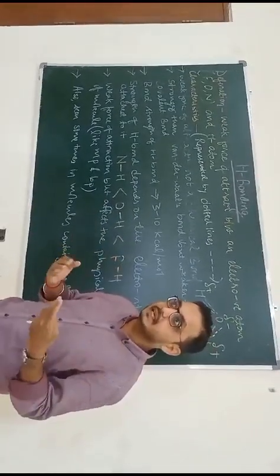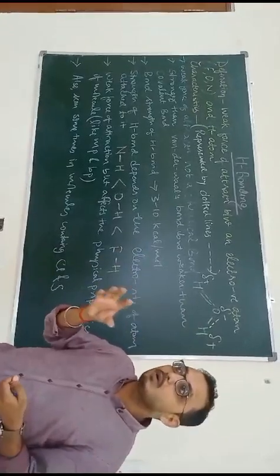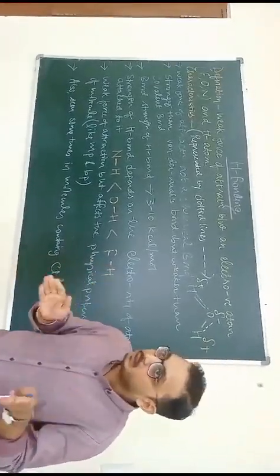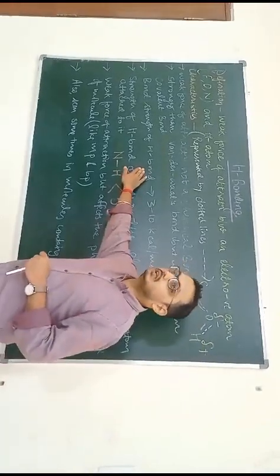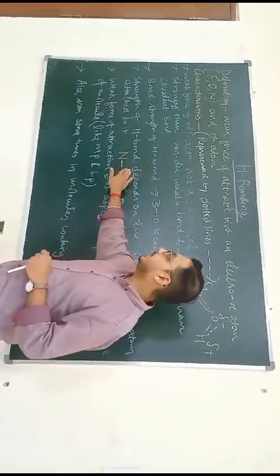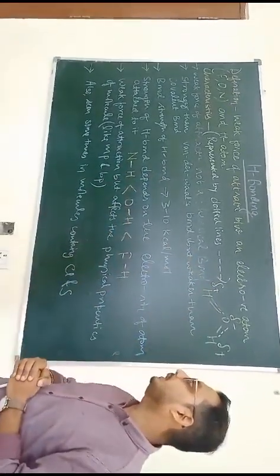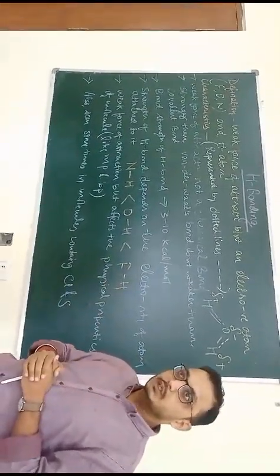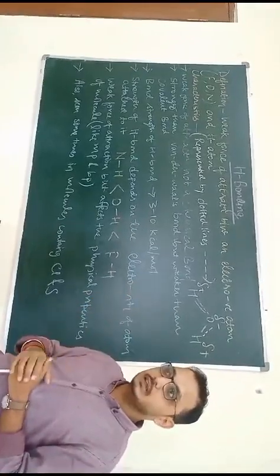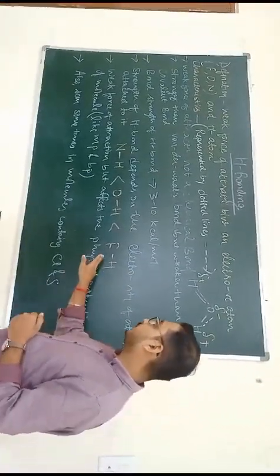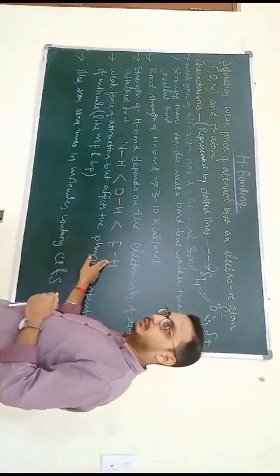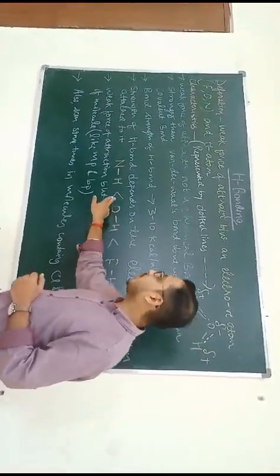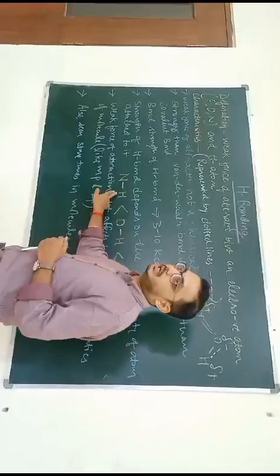I am repeating once again. The bond energy, that is the amount of energy required to break the bond, for covalent bond and ionic bond will be greater than that of the hydrogen bond. Next point is, strength of hydrogen bond depends on the electronegativity of the atom attached to it. You know that fluorine is the most electronegative atom in the periodic table. So the bond between fluorine and hydrogen is stronger than the bond between oxygen and hydrogen, which is stronger than the bond between nitrogen and hydrogen.